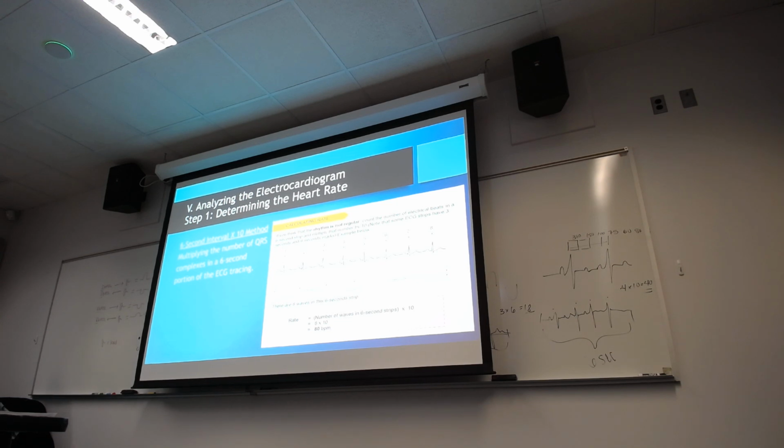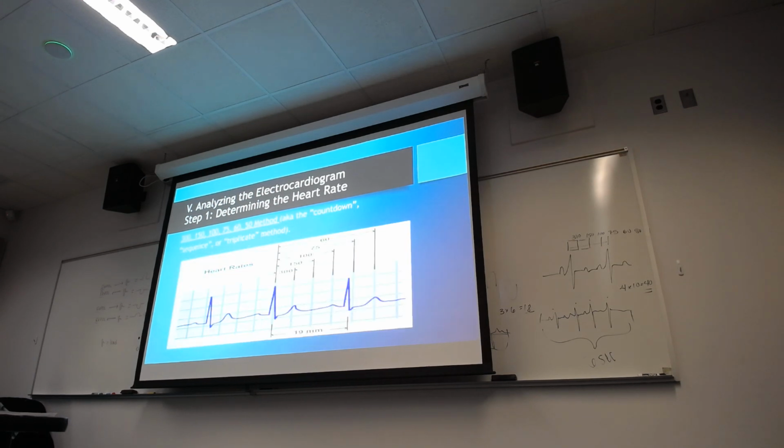Count the number of QRS complexes in a 6-second portion, multiply by 10, and then you have your beats per minute. This is the 300, 150, 100. So you're counting between your R's how many dark pink boxes you have.